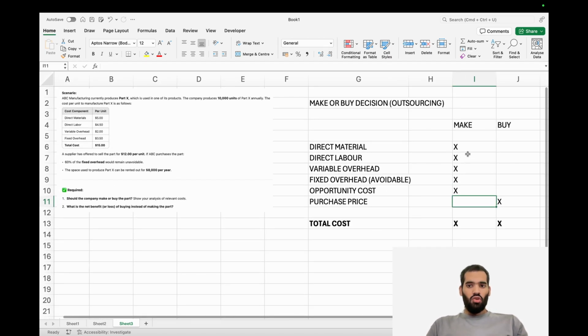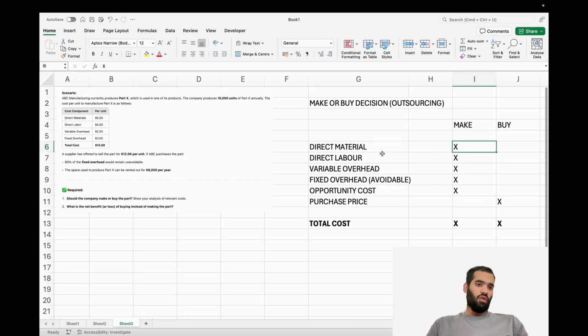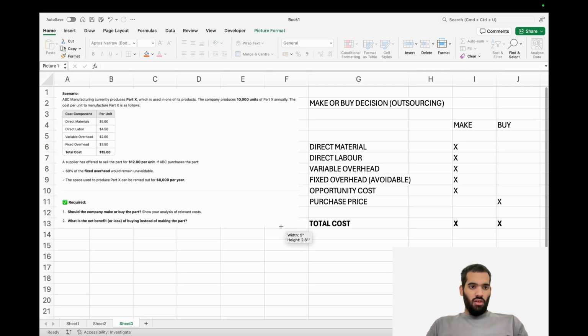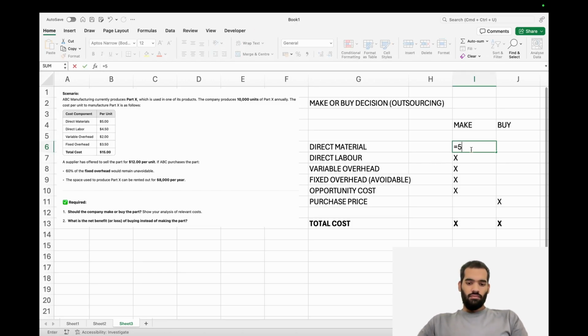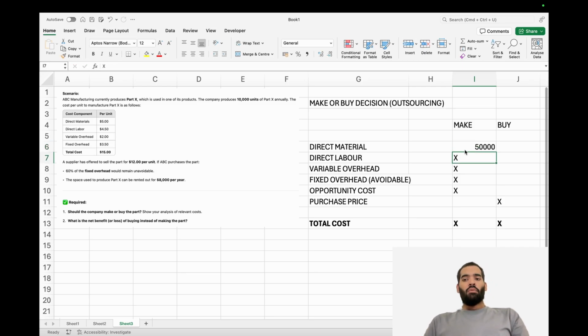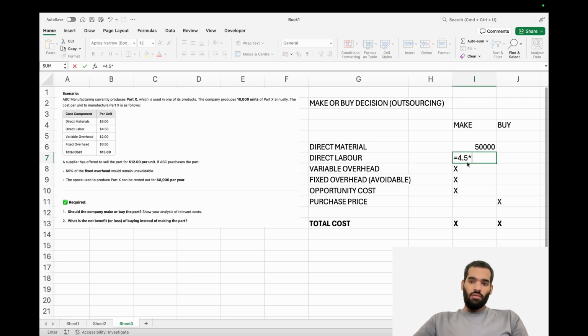First of all, I need to write down the direct material I'm using for the product. If you notice, we are using 5 per unit. And how many units are we supposed to make? 10,000. So 5 times 10,000 means every year I'm going to be spending $50,000 on material. Similar with labor, 4.50 times 10,000. Similar with variable overhead, 2 times 10,000.